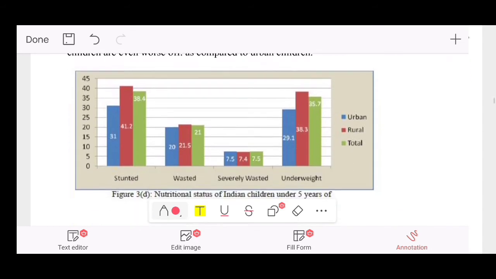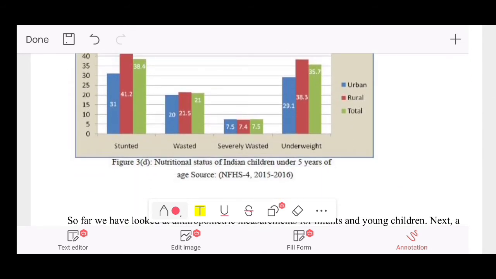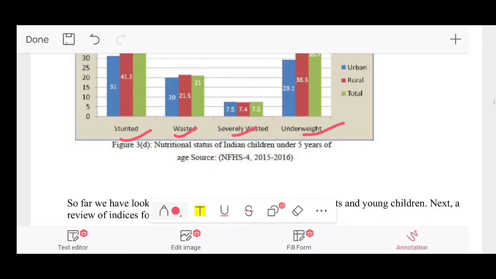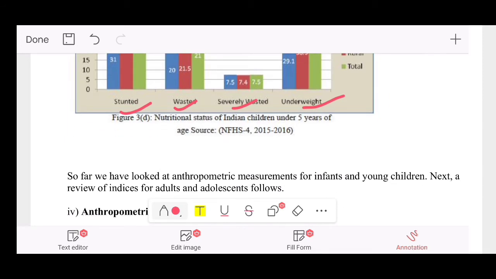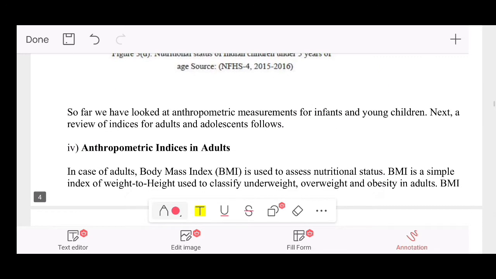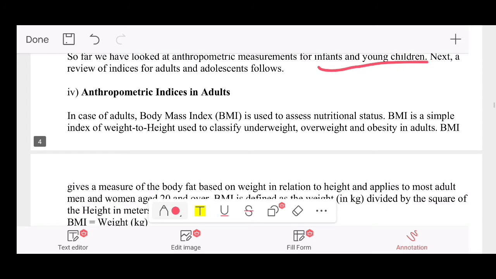Okay, here one graph is given showing how much are stunted, wasted, severely wasted and underweight, for rural, urban and in total. So far we have looked at anthropometric measurement of infants and young children. Next, a review of indices for adults and adolescents. Till now we have seen about the child and the infants. Now we will see about the adults.